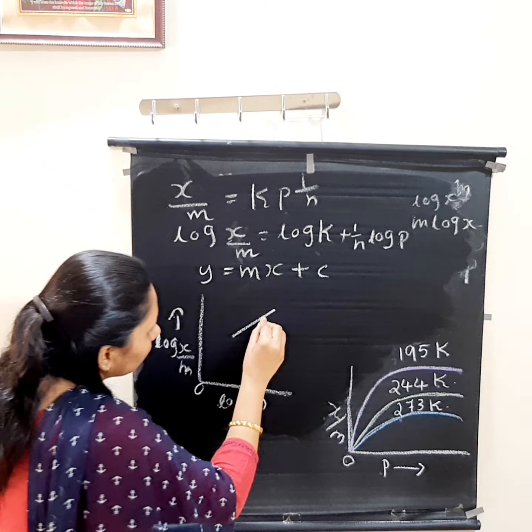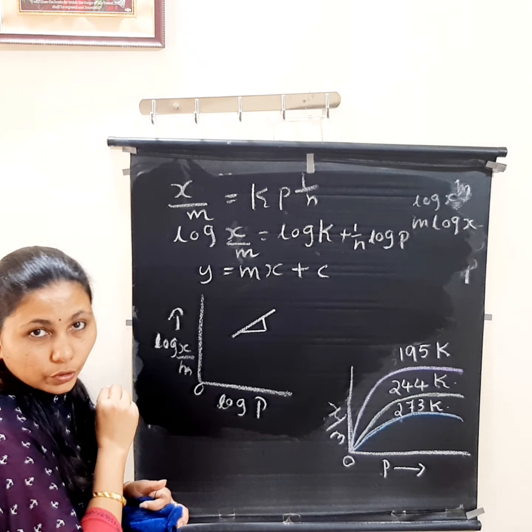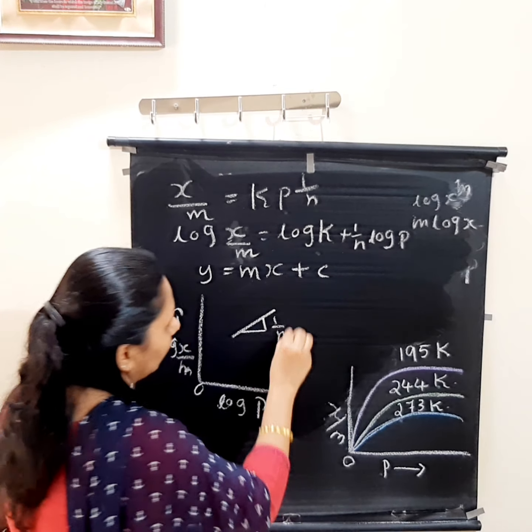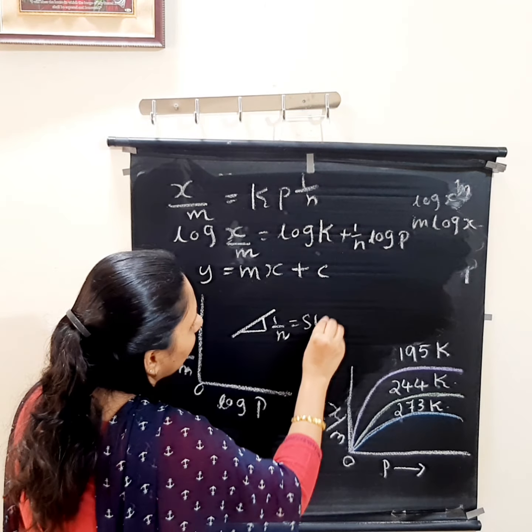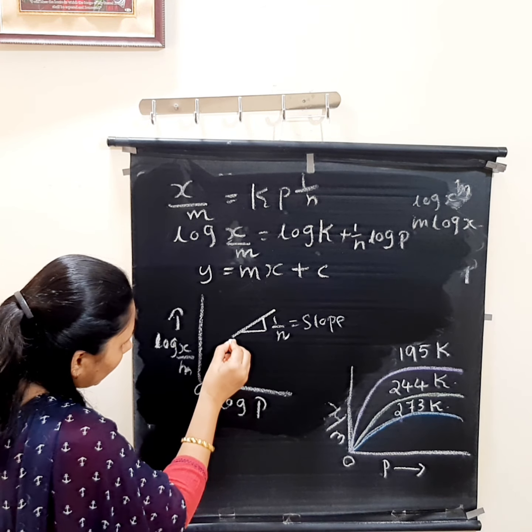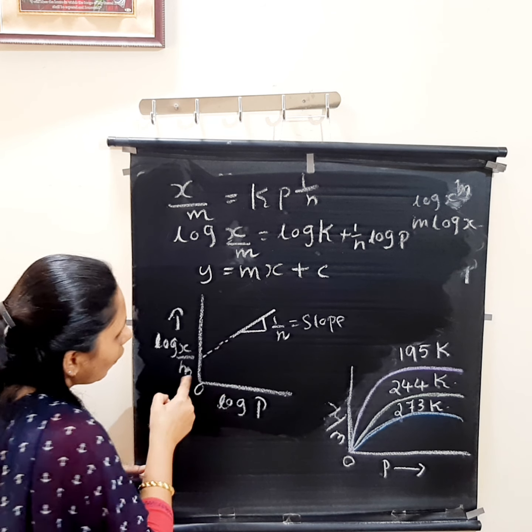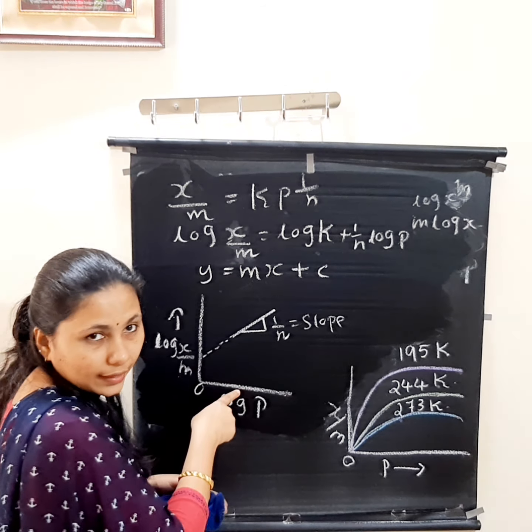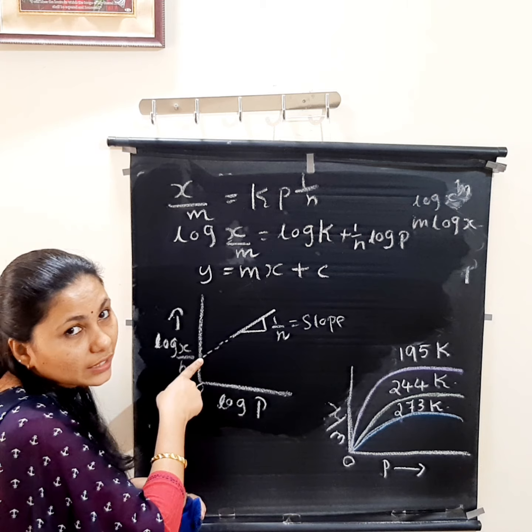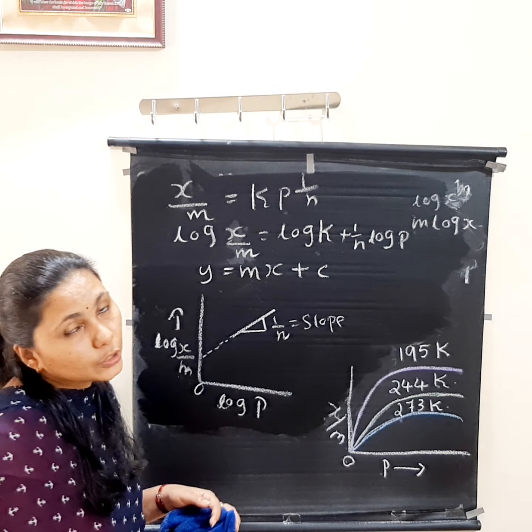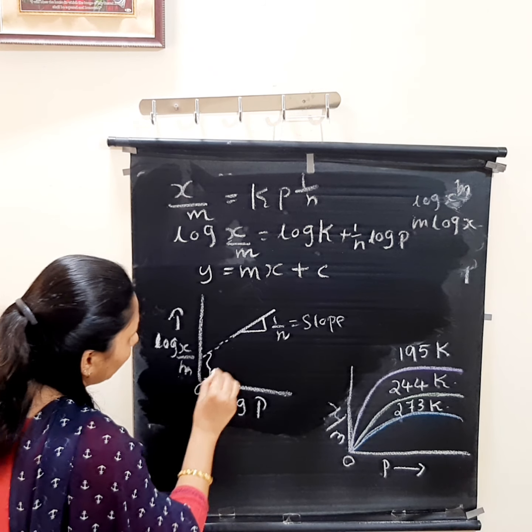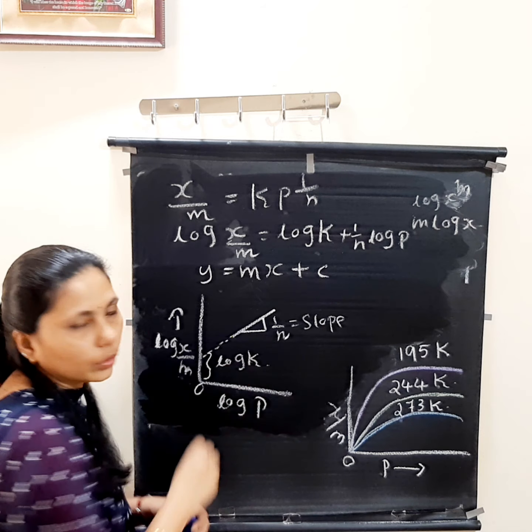Then the slope of this straight line, all of you know how to take the slope. The slope of this straight line has the value 1 by n, so we got the 1 by n value. Then the intercept: extrapolation means extending this line to the y axis. This is the y axis and this is the x axis. Extrapolating we get the y intercept, which has the value log k. So we got log k also.